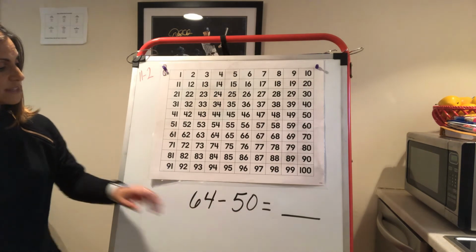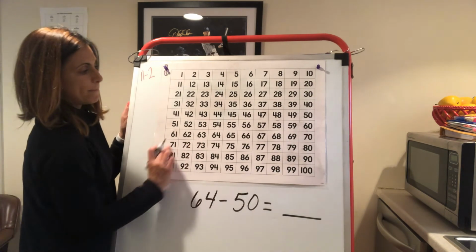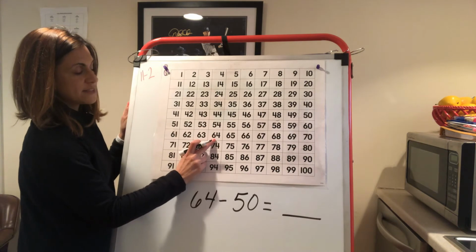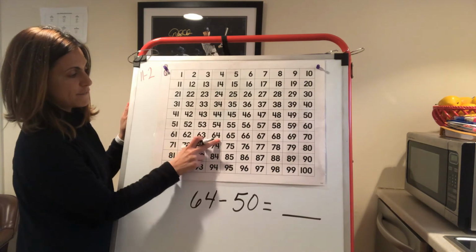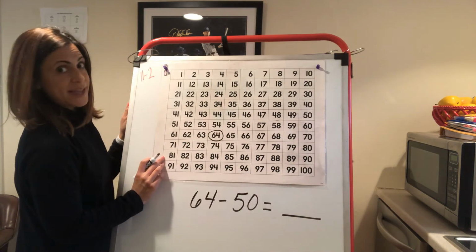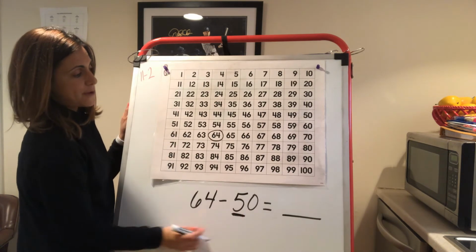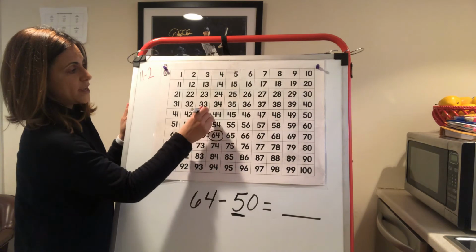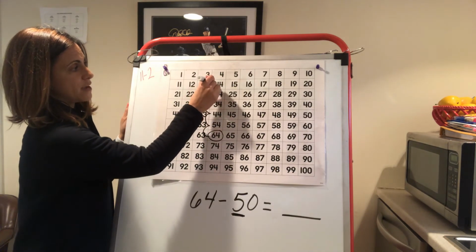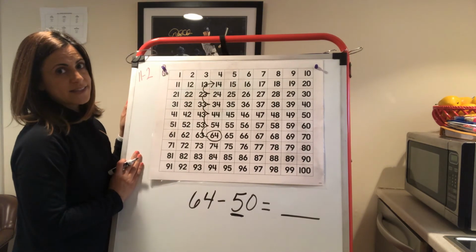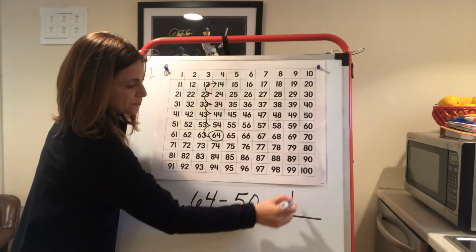So we'll find 64 on the hundreds chart. Here it is. 6 groups of 10 and 4 ones is 64. We're going to count back 5 groups of 10 because there's 5 groups of 10 in 50. 10, 20, 30, 40, 50. Your answer is 14.